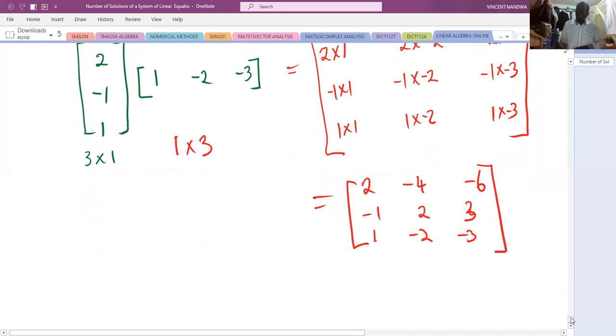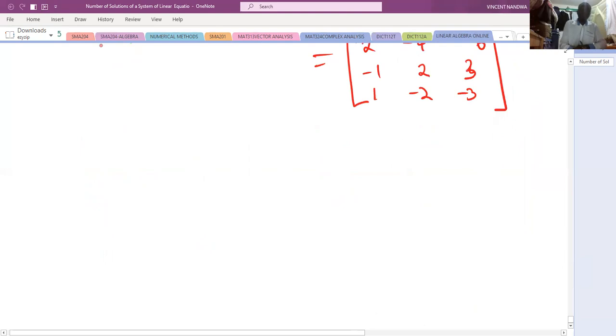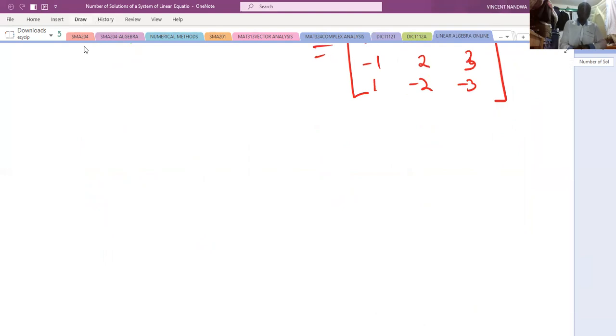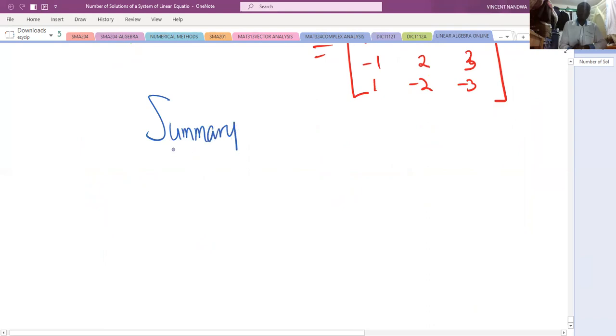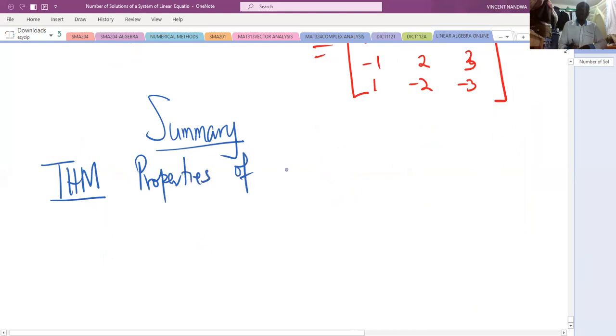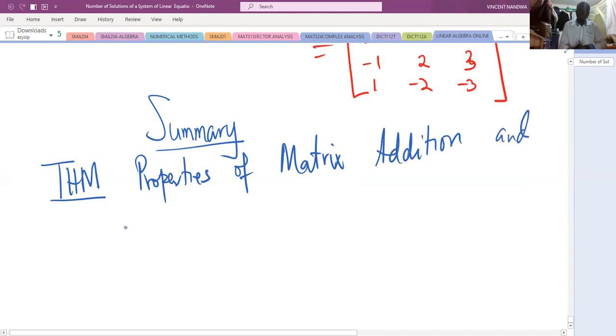So therefore, let's give a summary of what we have done on the operations of matrices. So summary in form of a theorem. Properties of matrix addition and scalar multiplication.